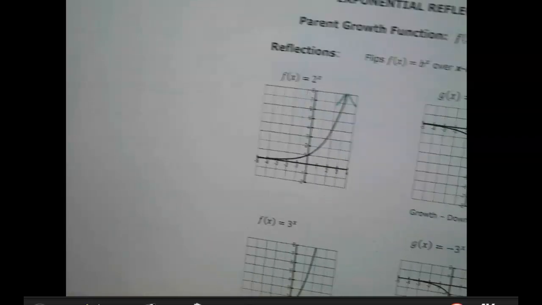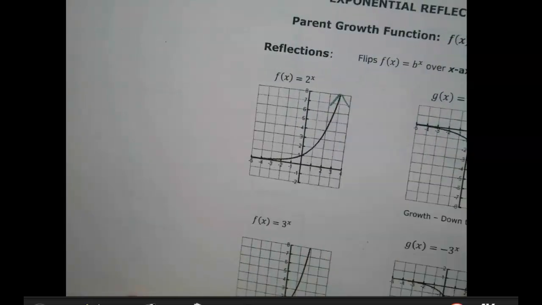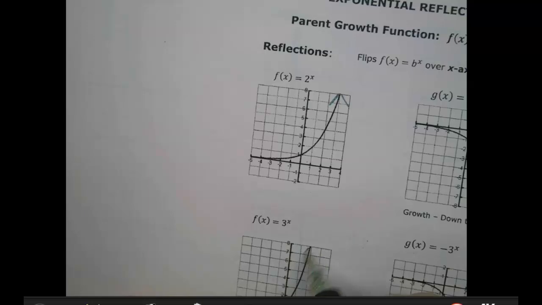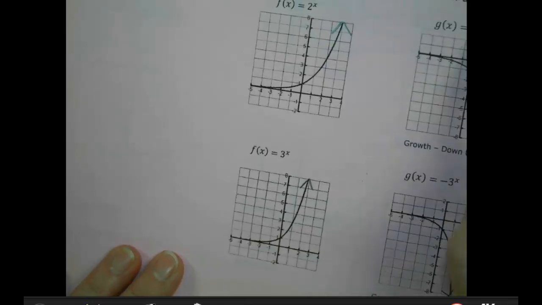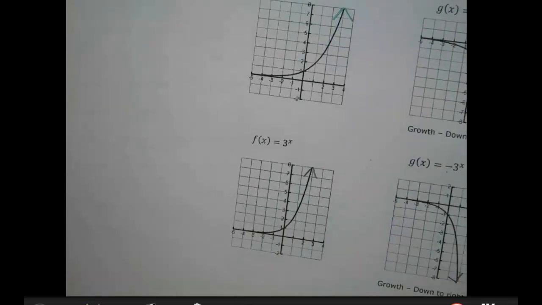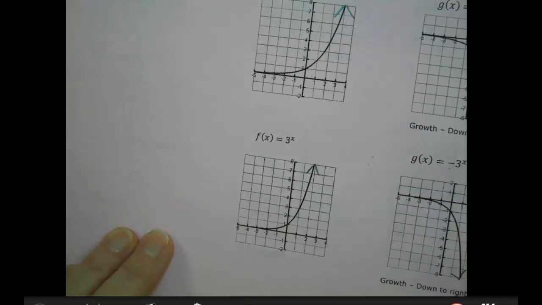So the last thing we have to talk about is the exponential reflections. And so here is my parent function for an exponential growth. I know it's a growth because it's up to the right. A reflection over the x-axis is going to be down to the right. This is up to the right. It's pointing down to the right. So that is going to give me my negative in front. The 3 is not negative, it's -1 times 3^x because this is our reflection.